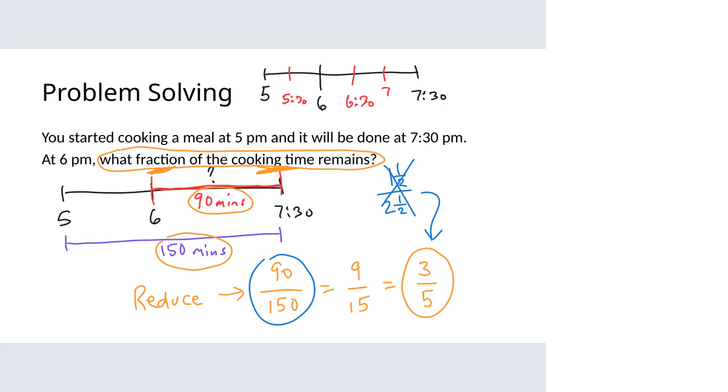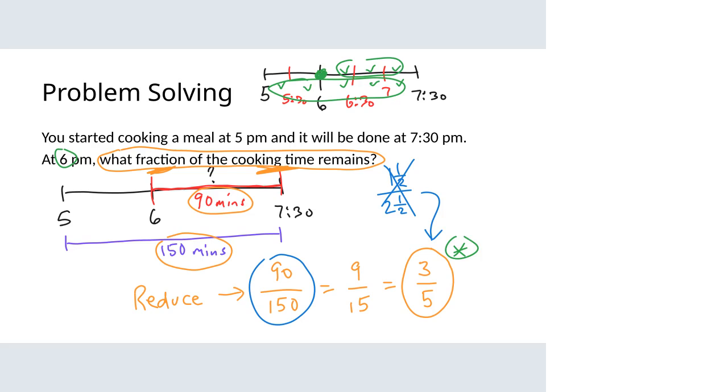And if I chop this into half-hour segments, then I can see, okay, well, what time is it now? It's 6 o'clock, which is right here. And I have 1, 2, 3 out of 1, 2, 3, 4, 5. So 3/5 of the cooking time is what remains. I have to be honest, I hadn't thought about using the length model to actually solve this. Courtney did, which is great.